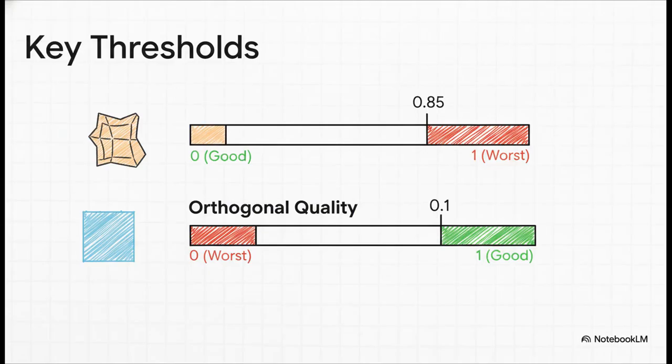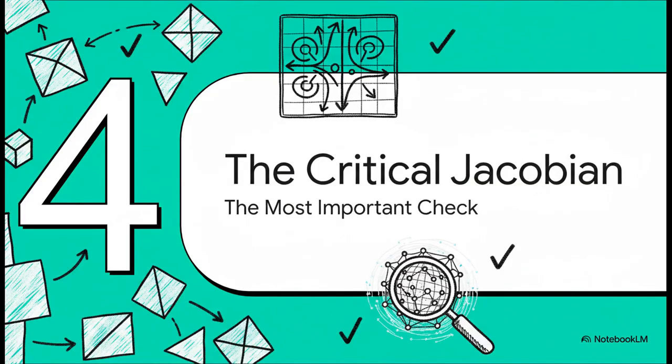So what are the magic numbers you need to remember? For skewness, you really want to keep everything below 0.85. For orthogonal quality, you want to stay above 0.1. If you start dipping below these thresholds, especially in CFD, you're just asking for inaccurate results or a solution that blows up.